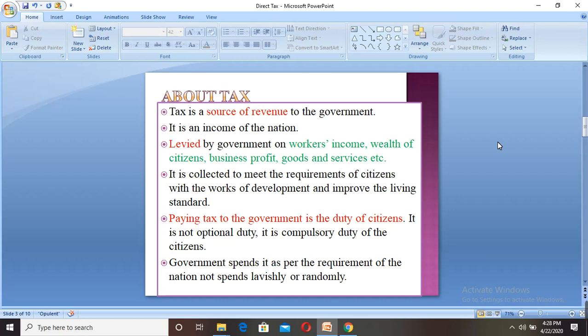The government spends it as per the requirements of the nation, and does not spend lavishly or randomly. The government allocates budget for the holistic development of the nation. During the distribution of the budget on the various economic dimensions, the government thinks about the expenditures and income of the nation. After examining the income and expenditures of the nation, the government logically spends the amount on different economic aspects.